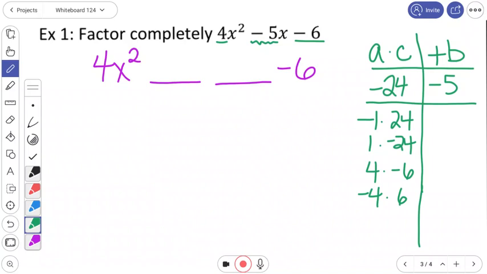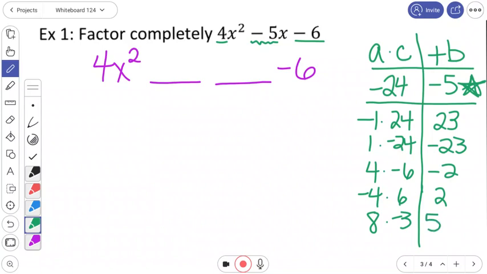So if I look so far, negative 1 plus 24 gives us 23. 1 minus 24 gives us negative 23. 4 minus 6 gives us negative 2, and negative 4 plus 6 gives us positive 2. None of those combine to make negative 5. Okay, what other factors are there? We can use positive 8 times negative 3, or, well, let's see if that adds. 8 minus 3, that's a positive 5. So we're close, we just have the wrong sign.